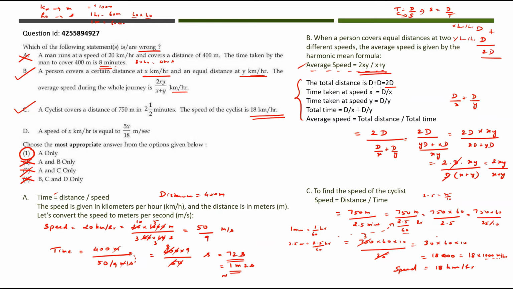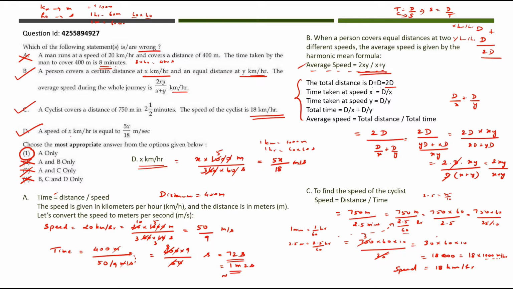A speed of x kilometer per hour is equal to 5 into x divided by 18 meter per second. So let's take x as it is. 1 kilometer is equal to 1000 meter, and 1 hour can be written as 60 into 60 seconds. So we will cancel both the zeros here. We have 2 5s are 10 and 2 3s are 6. So x into 5 is 5x, 3 into 6 is 18, and the unit meter per second will stay as it is. X kilometer per hour is equal to 5x by 18 meter per second is also correct.